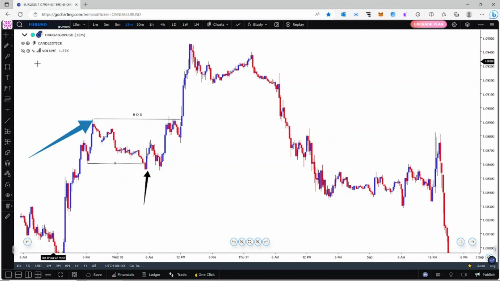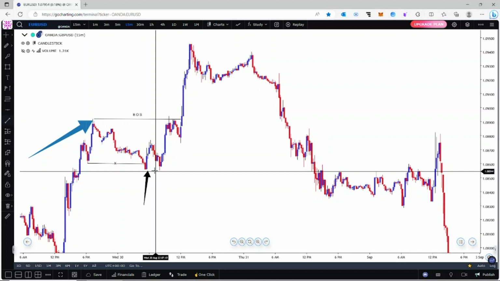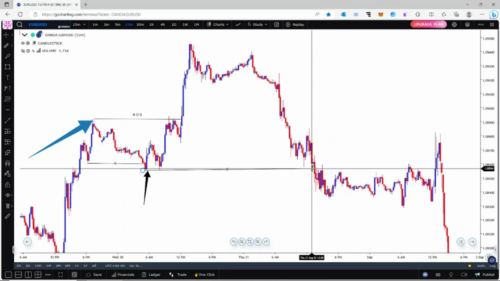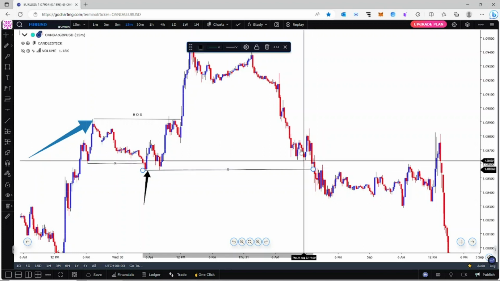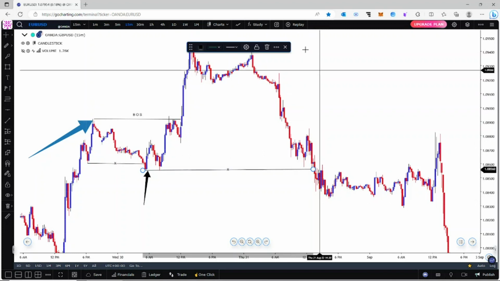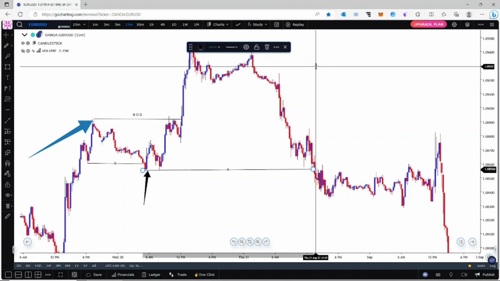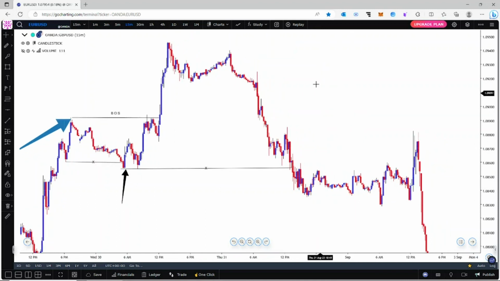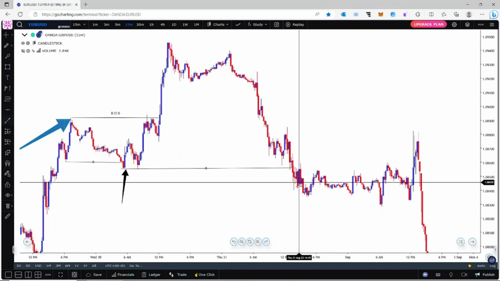So it means for us to continue going up, we don't have to take or break the higher low, which is right over here. As soon as this higher low is taken, that means we are bearish. Good. And now see what happened on the Friday. Before the news, a lot of things happened.